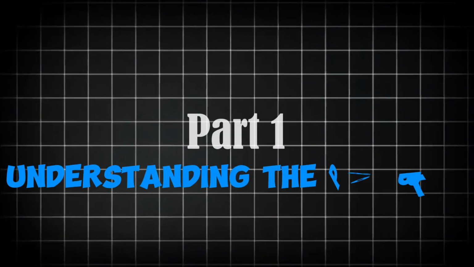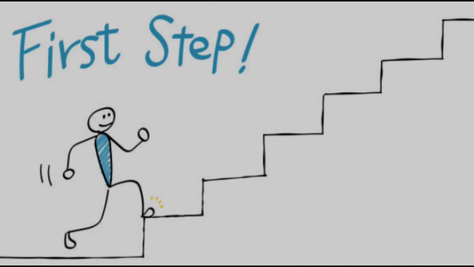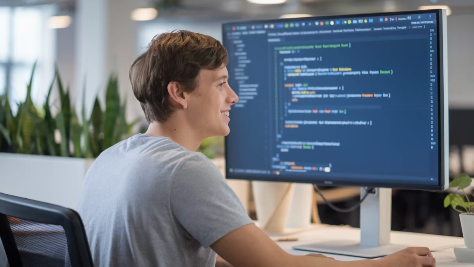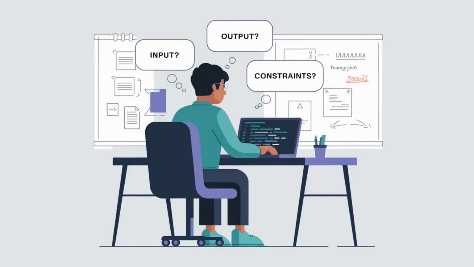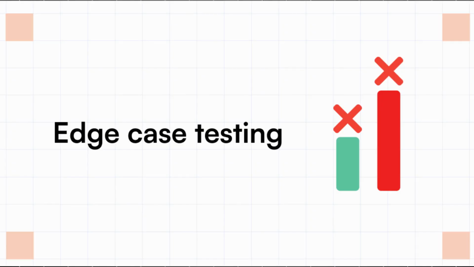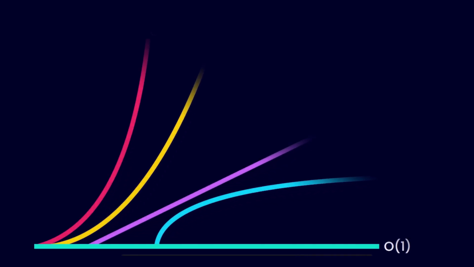Part 1. Understanding the problem. The first step to solving a DSA problem is understanding the problem statement. Read it carefully and ask yourself, what are the input and output? Are there any constraints or edge cases to consider? What is the expected time complexity?